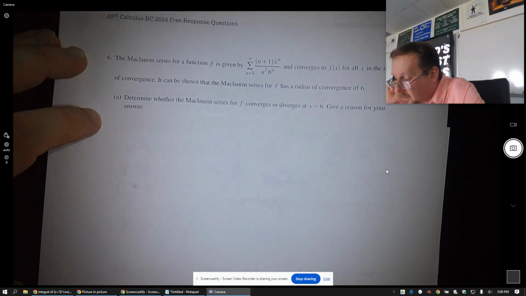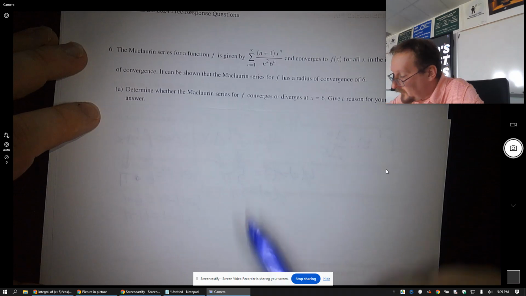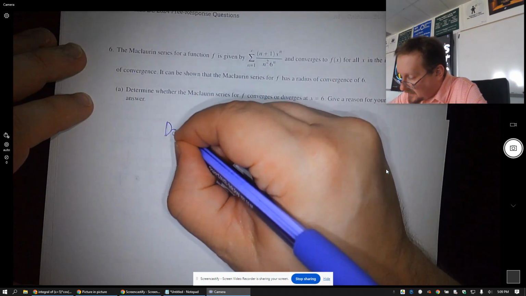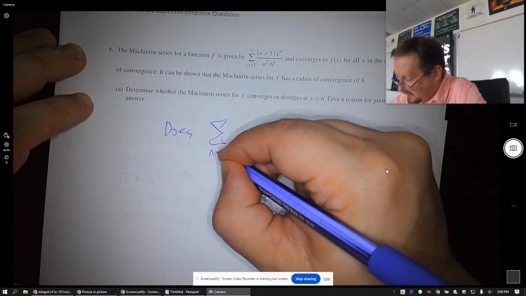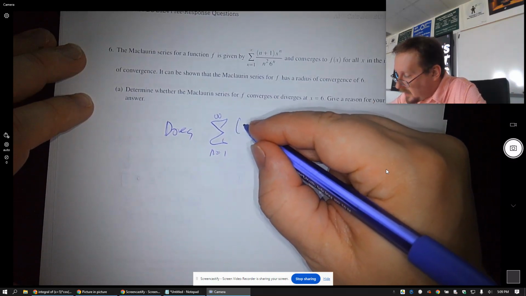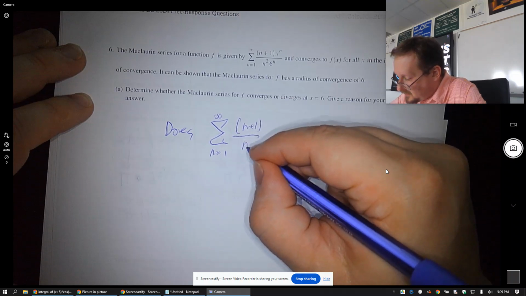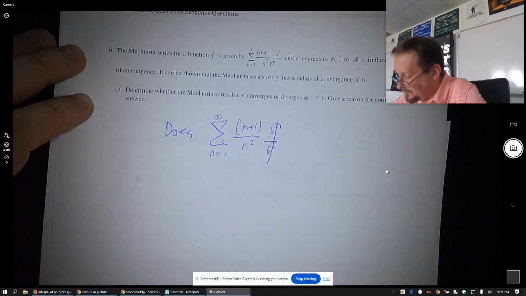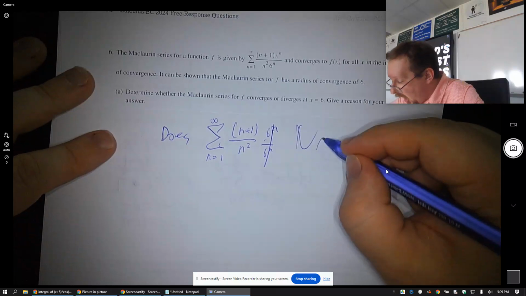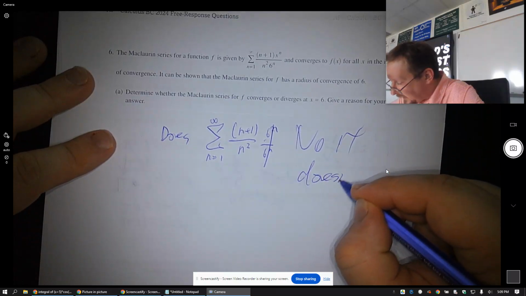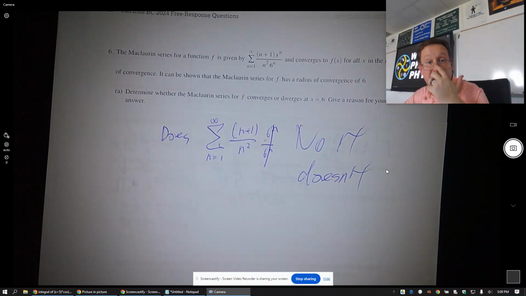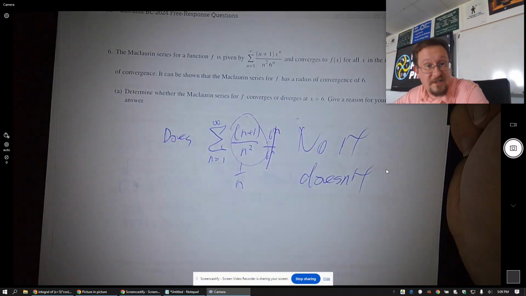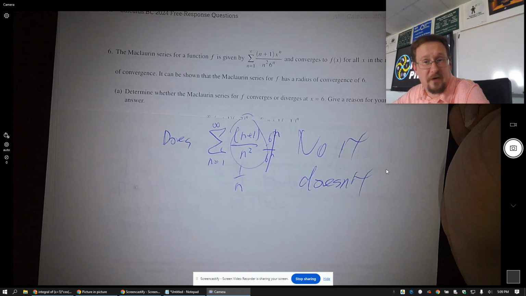All right, determine whether the Maclaurin series for S converges at x equals 6. So in other words, does the sum from n equals 1 to infinity of 1 over n squared times 6 to the n over 6 to the n converge? No, it doesn't. How do you know? Because this is basically 1 over n, which is the harmonic series, which diverges.